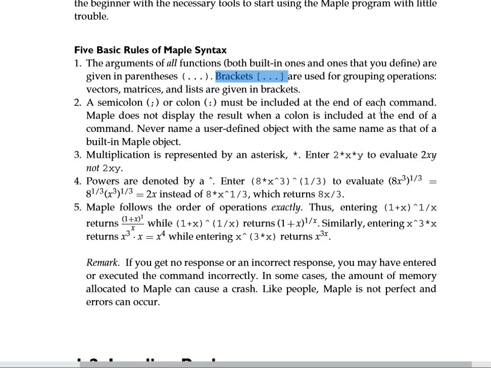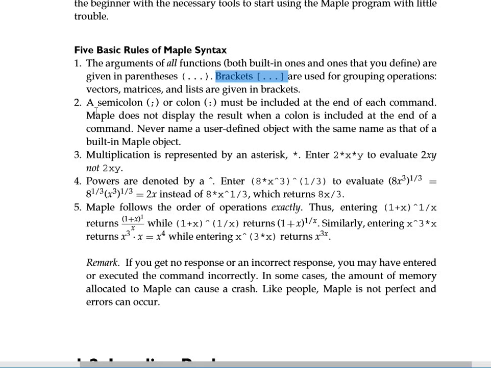Grouping means if you want to solve 2 divided by 3x plus 4, then for 2 divided by 3x plus 4 we need a bracket, and this bracket is used there.